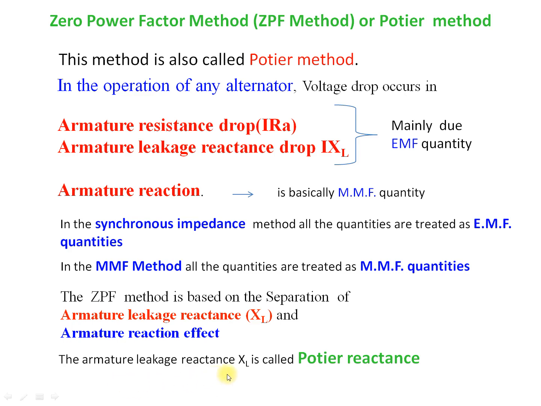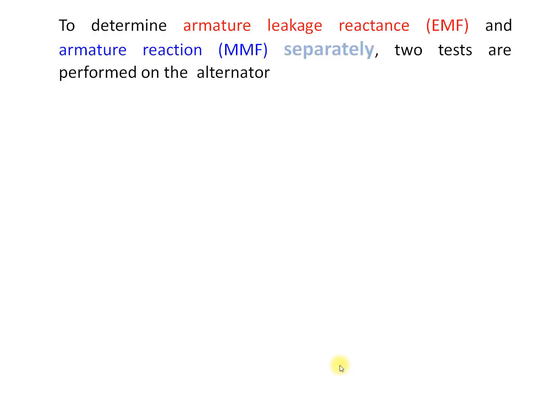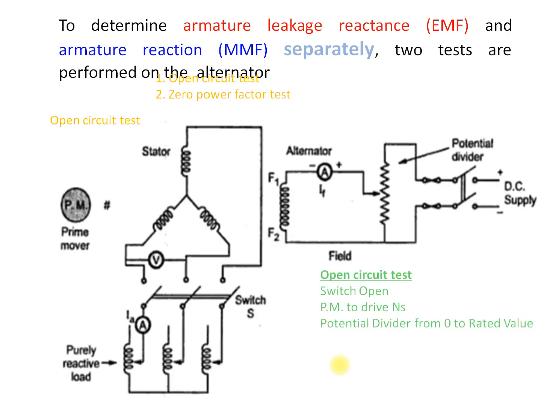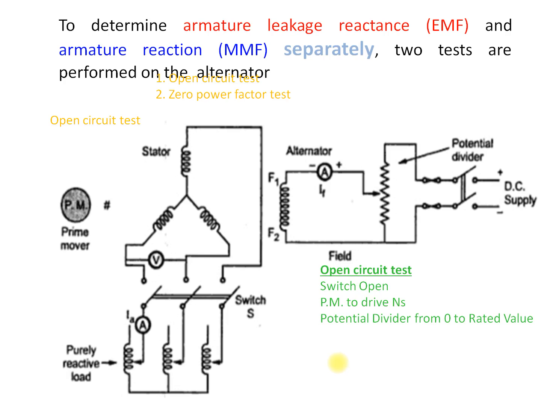The armature leakage reactance is called the Potier reactance. So here, in order to find this armature leakage reactance, we are going to do two types of test. Actually, three types of test. We are going to do the open circuit test first.